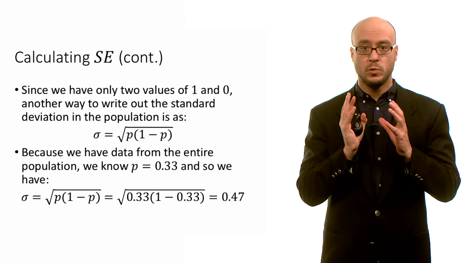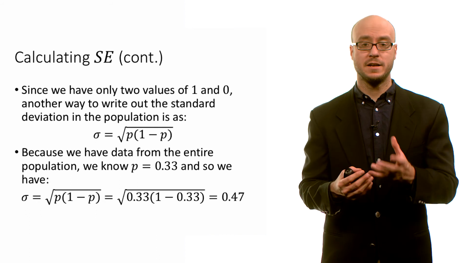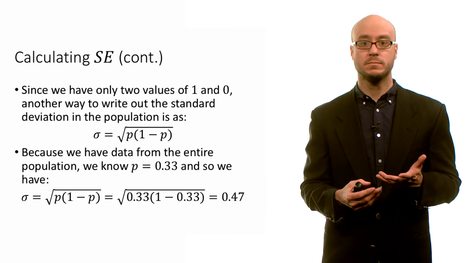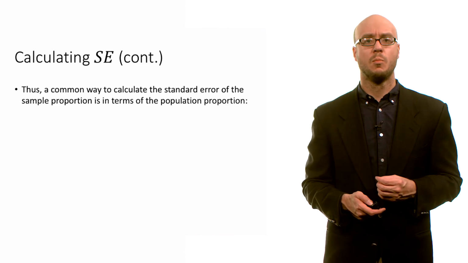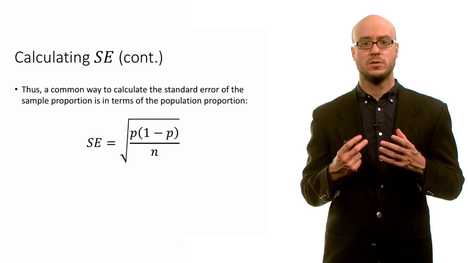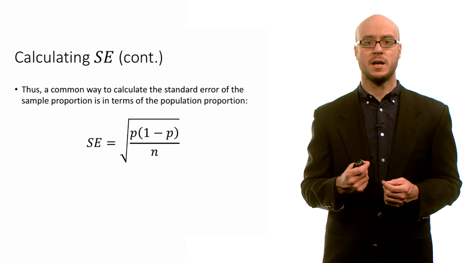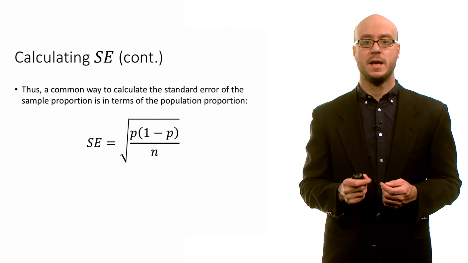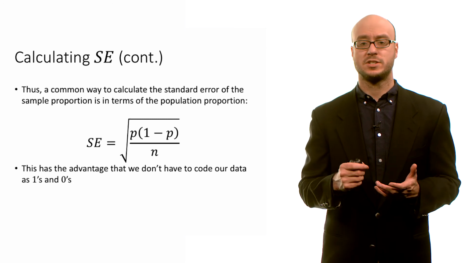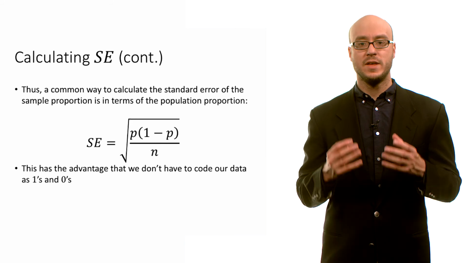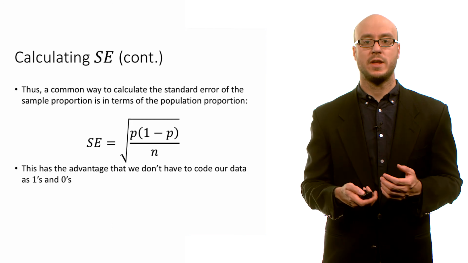So when we calculate the standard error for a proportion, we can just use that method of taking p times 1 minus p and taking the square root. That's the formula that you will see more commonly used. So this is how we typically calculate the standard error for a proportion: you take p times 1 minus p divided by n, and then you take the square root of that. That's just the same as before, just sigma divided by the square root of n. The advantage of this approach is that we can just work with that proportion.